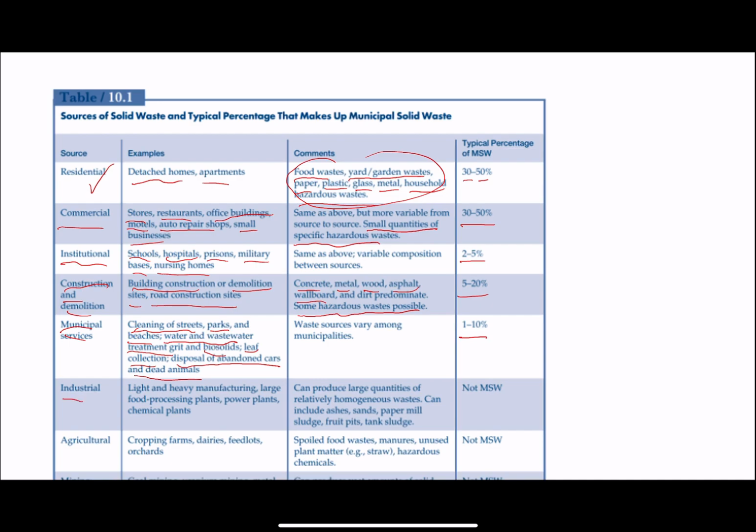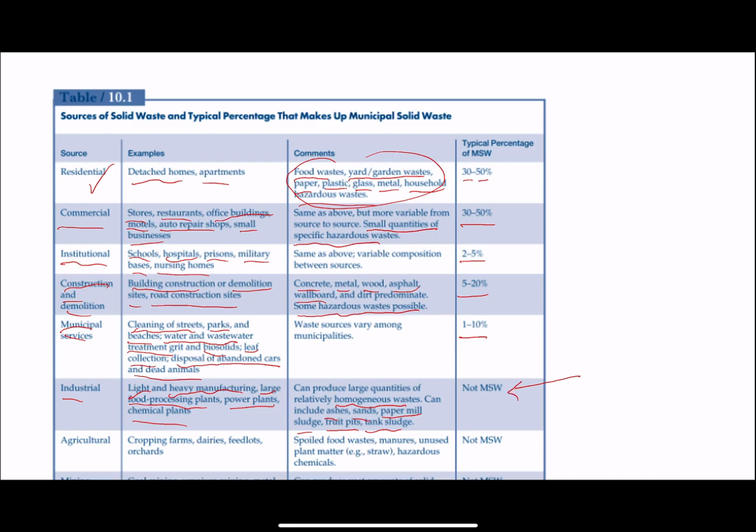Industrial, for example, light and heavy manufacturing, large food processing plants, power plants, and chemical plants. This can produce a large quantity of homogeneous waste. It can include ashes, sand, paper mill sludge, fruit pits, and tank sludge. And that is not included as municipal solid waste.